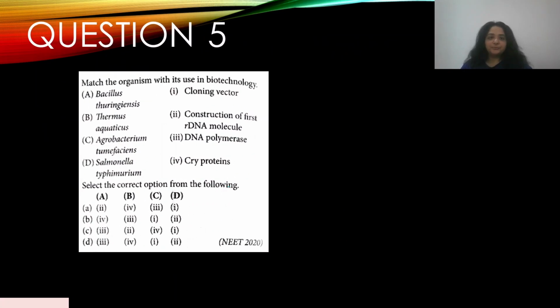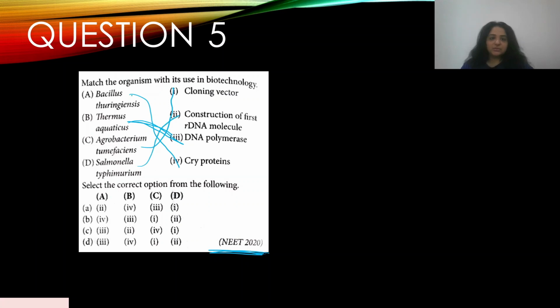Question number 5. Match the organism with its use in biotechnology. This appeared in NEET 2020, pretty recent. A, Bacillus thuringiensis is proteins. Thermus aquaticus is a DNA polymerase, Taq polymerase. Agrobacterium tumefaciens is cloning vector. Salmonella typhimurium is construction of rDNA molecule.